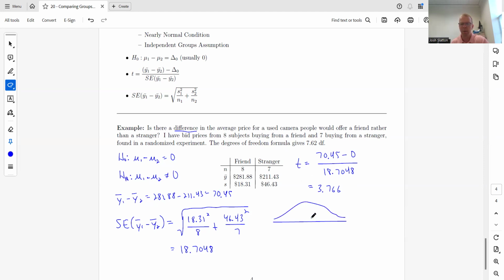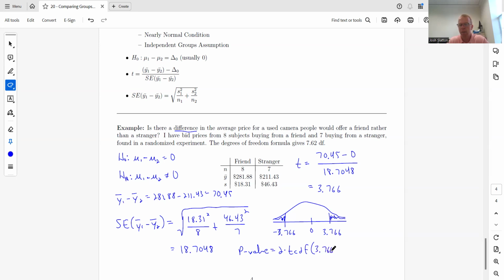So set up our t-curve. 0 goes in the middle. This is a two-sided test, so make sure you put both sides and shade away from the center. And so this p-value is using the t-distribution. So this will be 2 times tcdf. You go to second VARS, pick number 5, and pick either the right shaded area or the left shaded area. It doesn't matter which one.